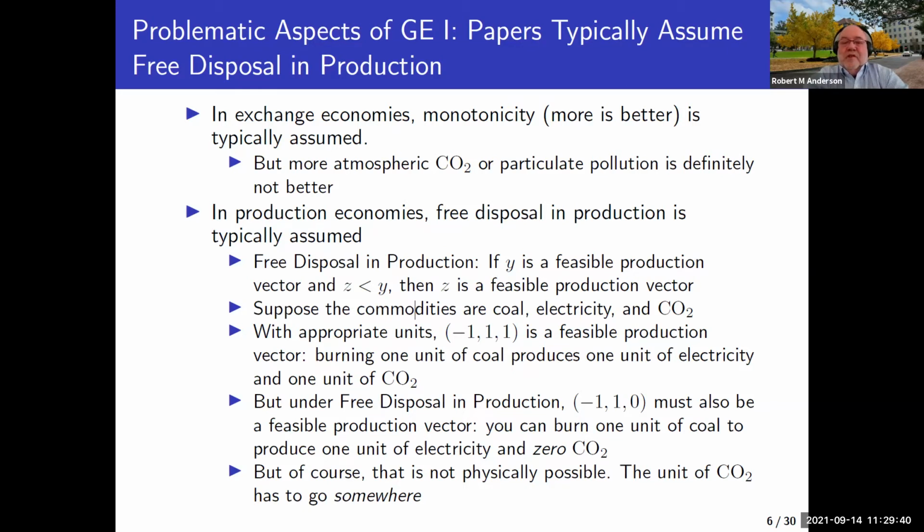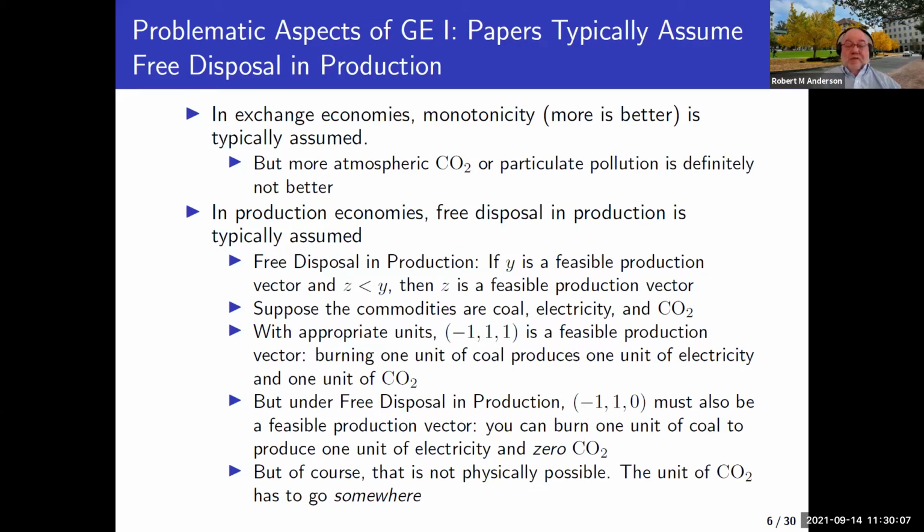Let's suppose the commodities are coal, electricity, and carbon dioxide. Well, if I use appropriate units, then (-1, 1, 1) is a feasible production vector. So what does that mean? It means I can use 1 unit of coal as an input, I burn it, and I produce 1 unit of electricity and also 1 unit of carbon dioxide.